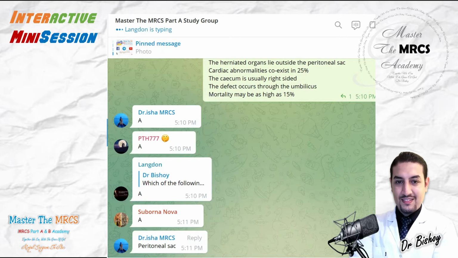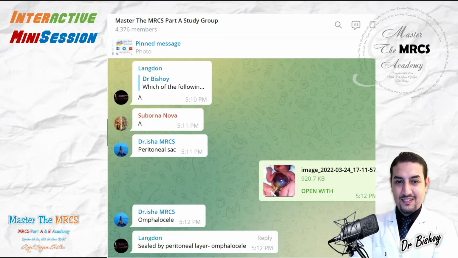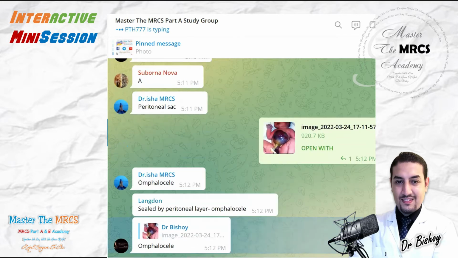So this photo will be shown. Is it omphalocele or gastroschisis? Taking too long to load. Now, I hope the photo appeared. From this photo, does this baby have omphalocele or gastroschisis? Yes, as long as we have the peritoneal layer, it's omphalocele. So what is gastroschisis?